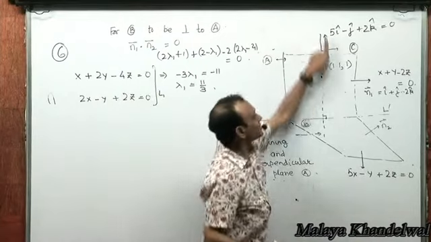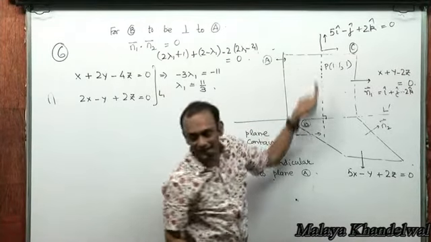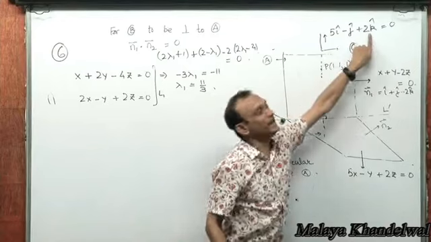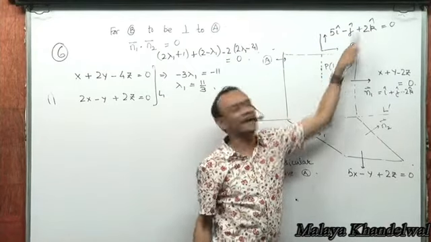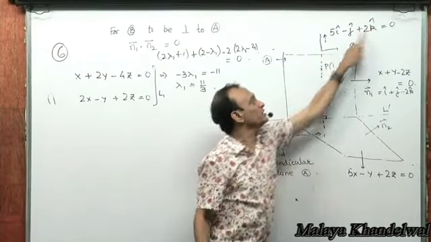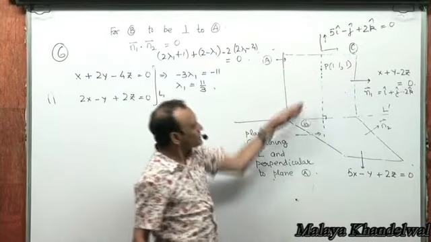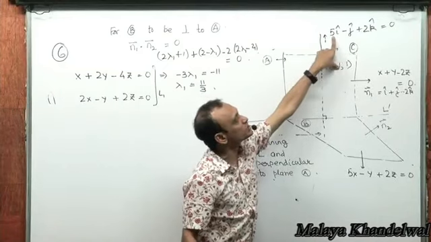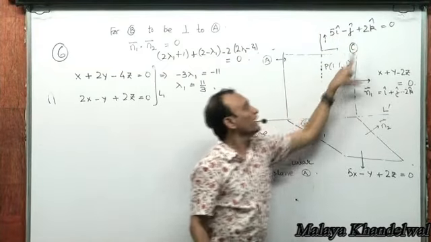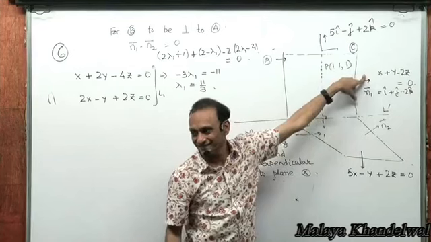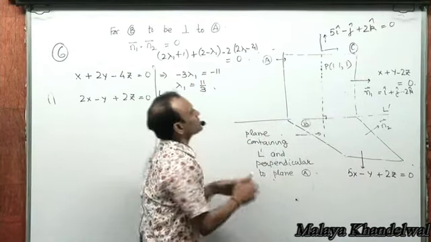That means this vector is parallel to this line. That means 5, minus 1 and 2 must be direction ratios of this line. Yes or no? Right? So this is a line with direction ratios 5, minus 1 and 2 and passing through 1, 1, 1. So what would be the equation of this line C?